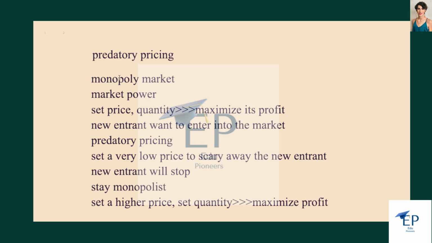So predatory pricing is simply a process. In this process, the monopolist sets a lower price to scare away the new entrant, and after the new entrant is scared away because of the high cost and low profit, the firm stays as a monopolist in the market. And if the firm stays as a monopolist, it still has very strong market power. Because of this market power, it can set price and quantity and still maximize its profit. So that's a strategy used by the monopolist in the market.